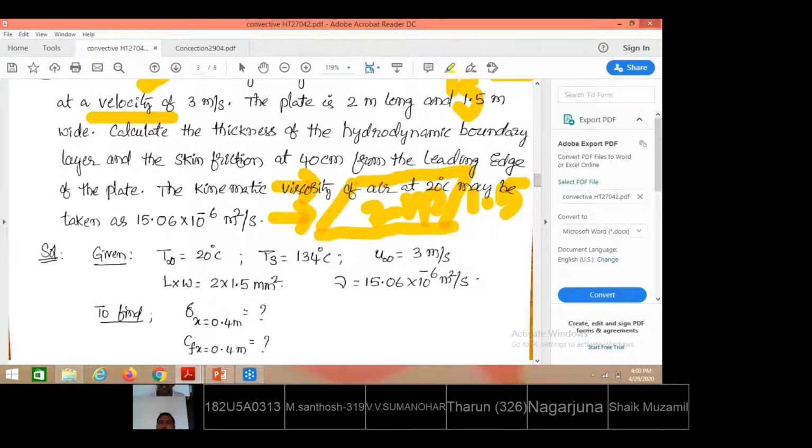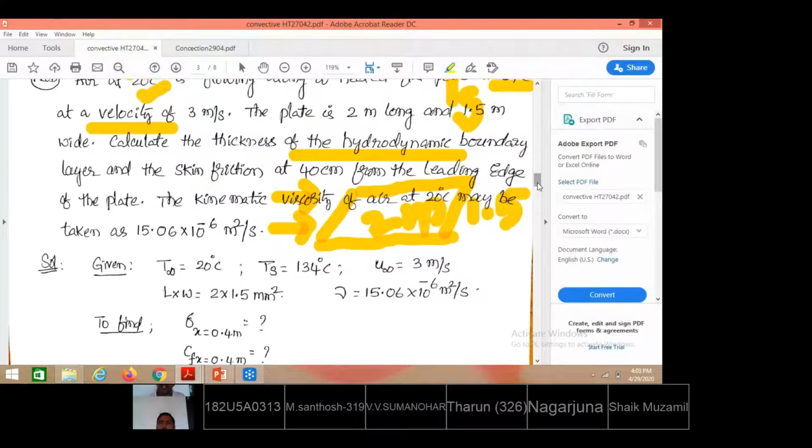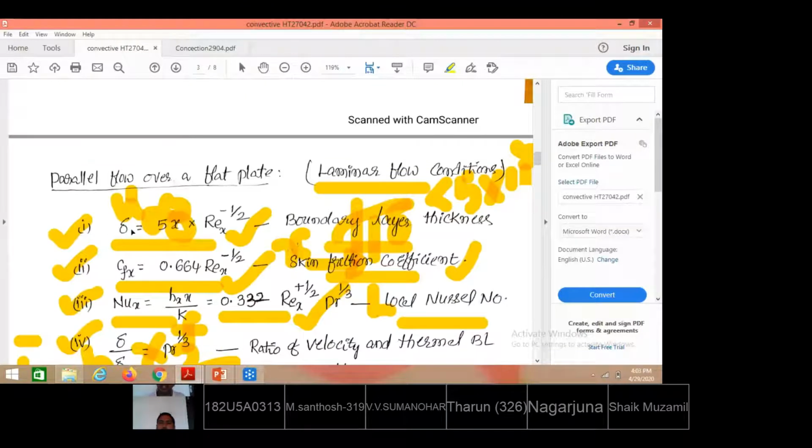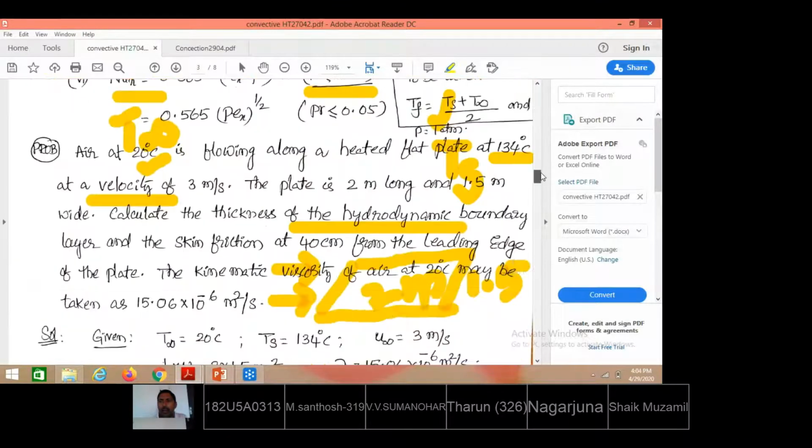What they are asking is to calculate the thickness of the hydrodynamic boundary layer. This is to be calculated, and we have just seen the relations. To calculate the hydrodynamic boundary layer thickness, the relation required is 5x times Reynolds number to the power minus 0.5, or minus 1 by 2. So you need to calculate the Reynolds number, and substituting the x value as well, we will calculate the boundary layer thickness they are asking for.